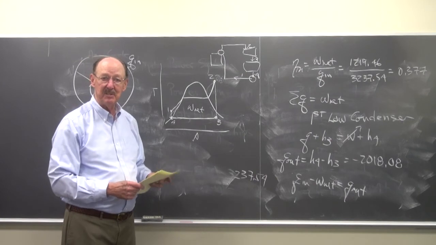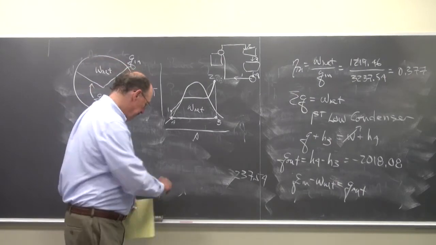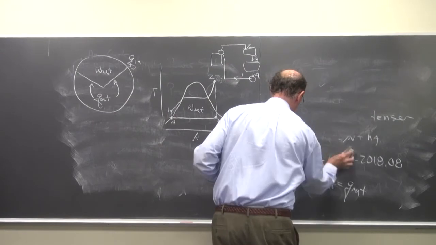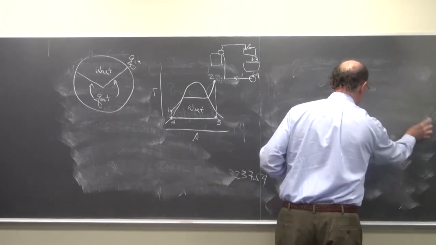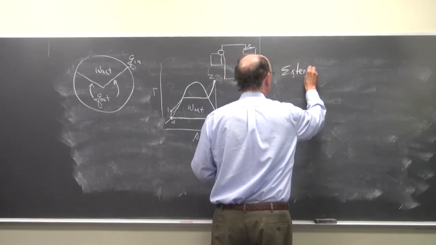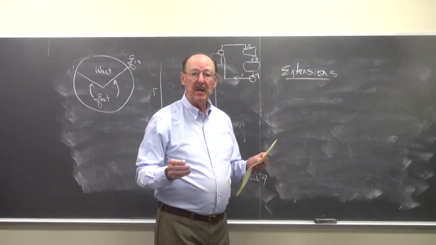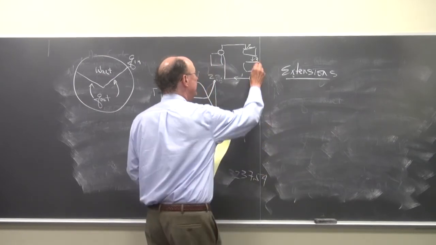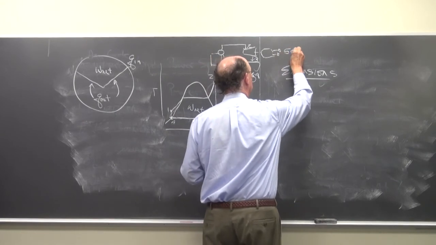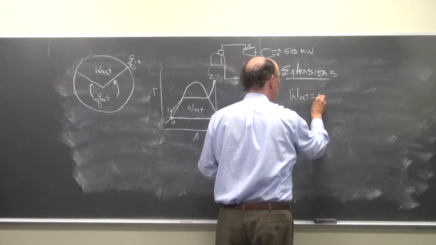So now some extensions that we can add to this that are always typically part of a problem statement. In this case, an extension might be, what is the power produced? What if I want this to produce 500 megawatts? So we're going to say that W dot net is 500 megawatts.